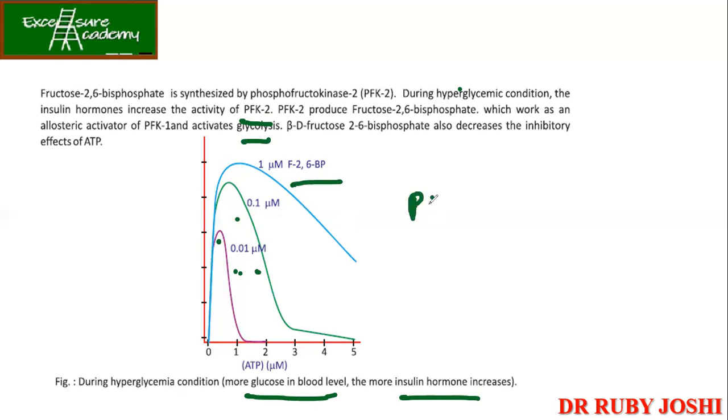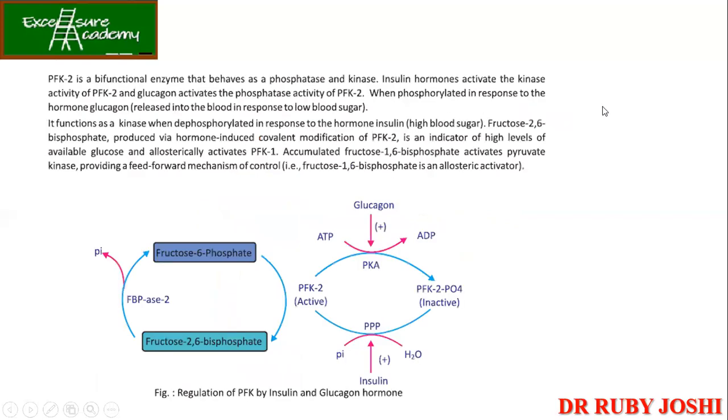So here we are talking about the activity of your PFK. This is another enzyme which is responsible for glycolysis regulation. It is not that important, but it is important to know about fructose 2,6-bisphosphate. Now, PFK2 is a bifunctional enzyme which behaves both as phosphatase and kinase.